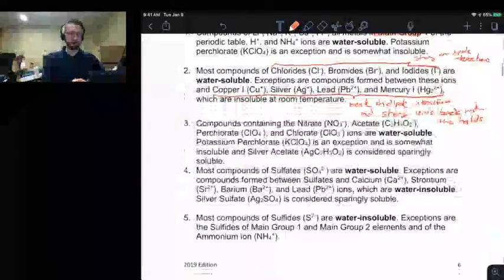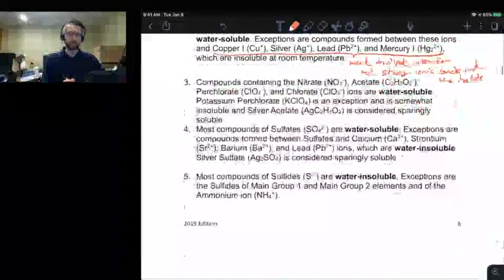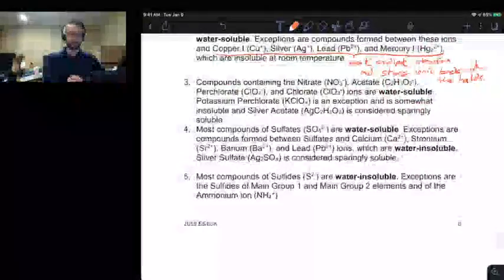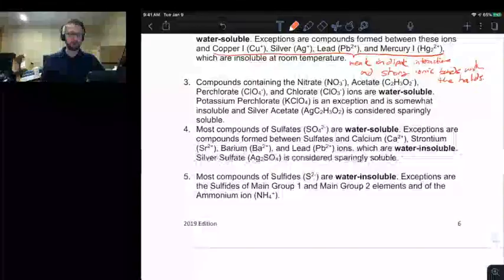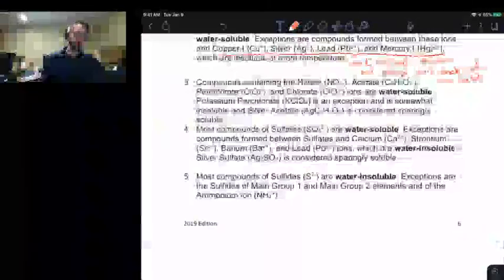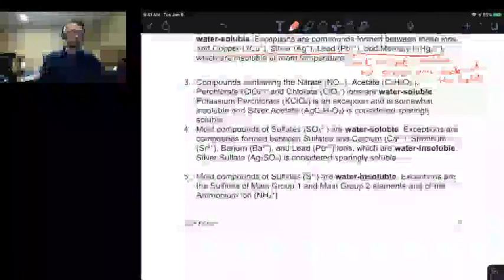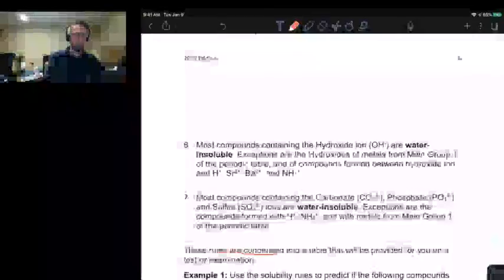Most compounds of sulfates are water soluble with some exceptions, and most compounds of sulfides are water insoluble. Sulfides have a -2. They don't like water very much. And the exceptions are sulfides with the main group, so that means main group 1, or the alkali metals, and main group 2, alkaline earths, and then the ammonium sulfate. And it keeps going. These rules are ones that we usually will provide you. These rules are condensed into a table that will be provided to you on a test or examination. So I believe you have those in your pink sheets.